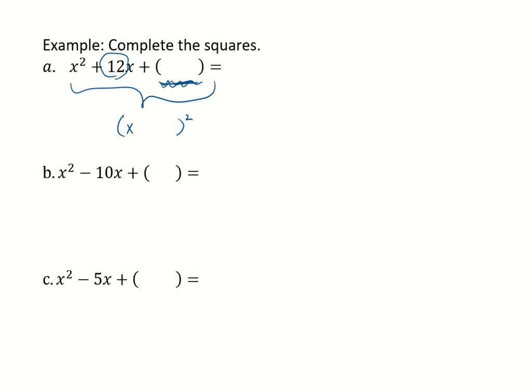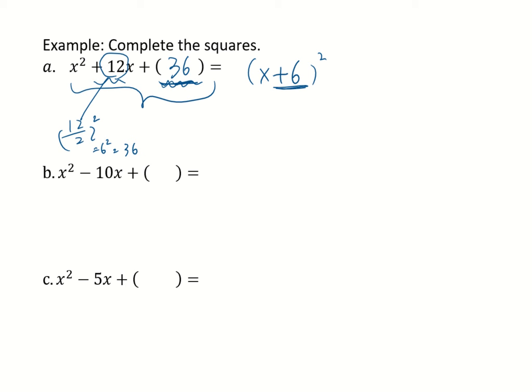12 divided by 2 and square it. So here you have 6 squared, which is 36. So if you add a 36 here, these three terms will become a perfect square trinomial. What does it become? It's x. This number is always the coefficient of x divided by 2. So positive 6. It's x plus 6 squared.